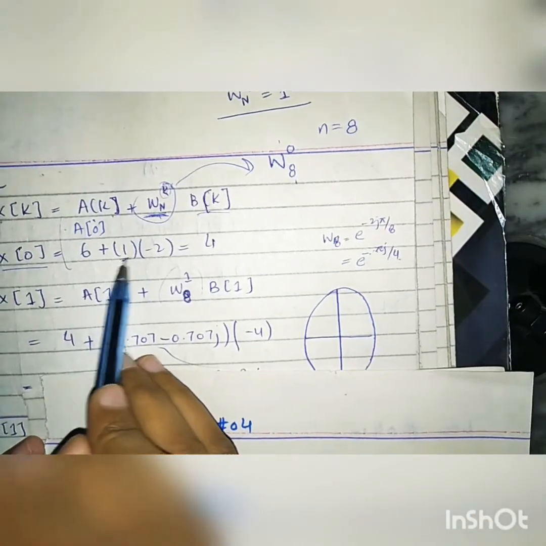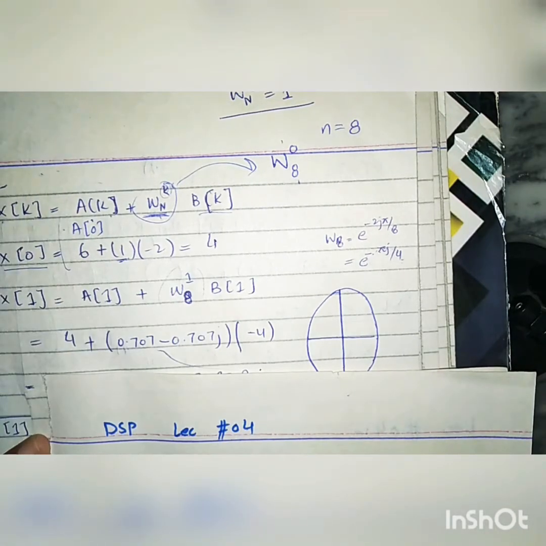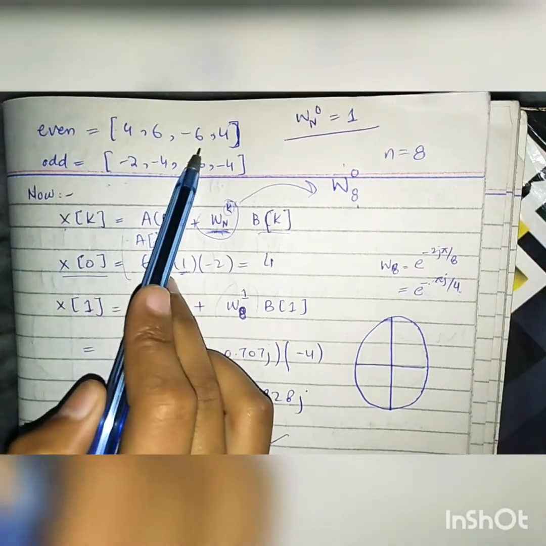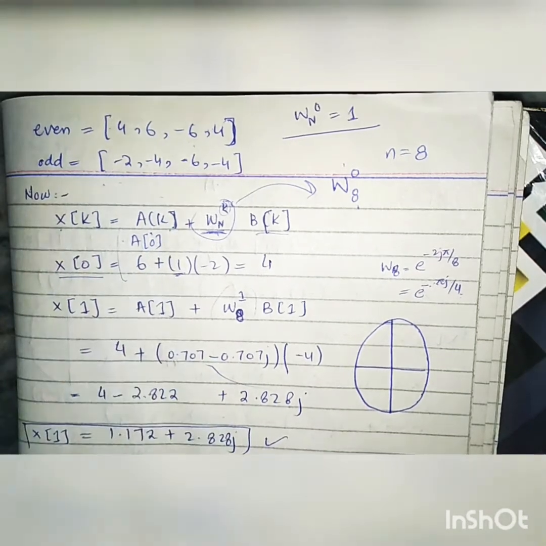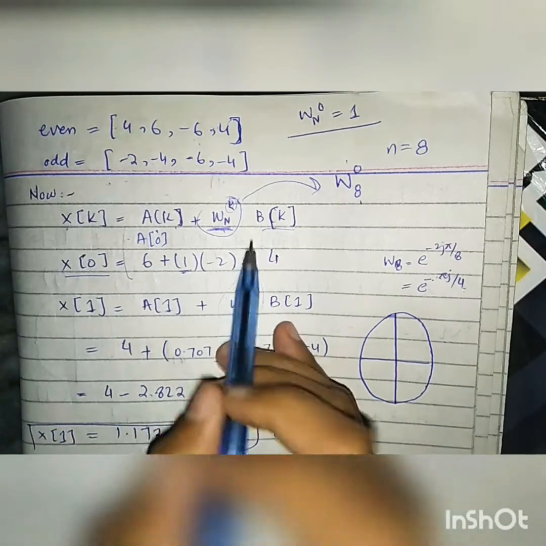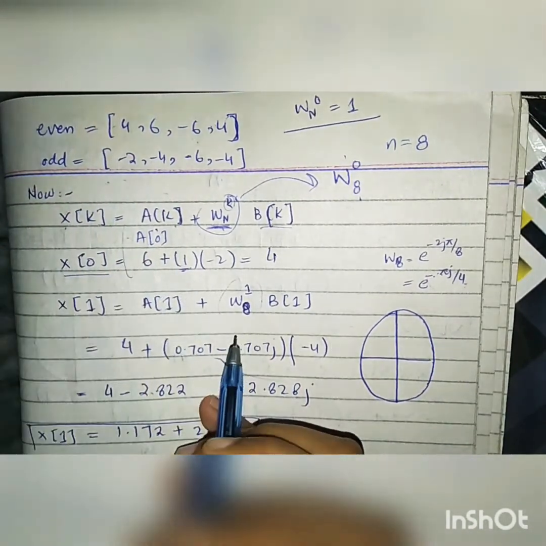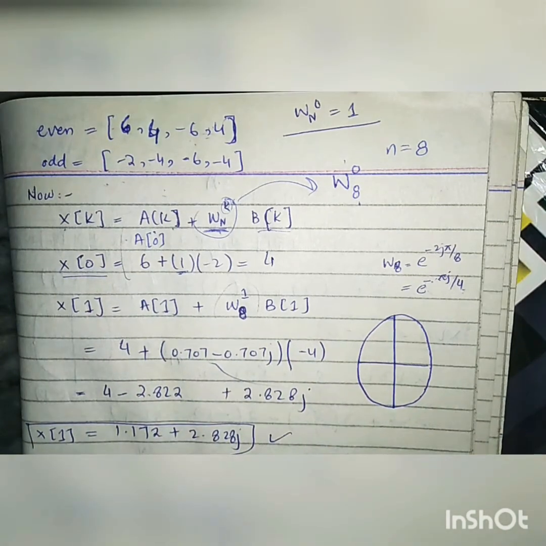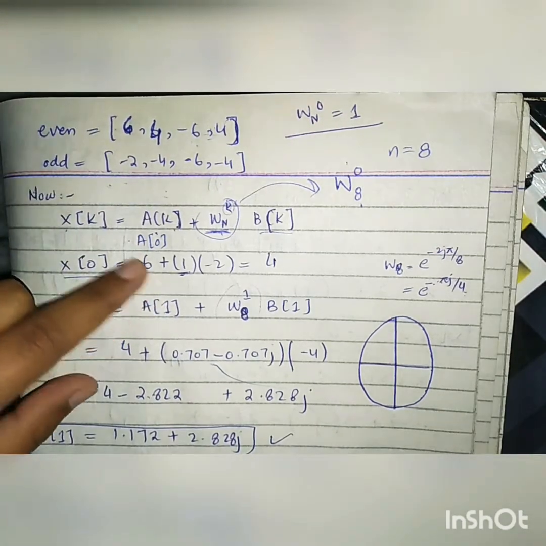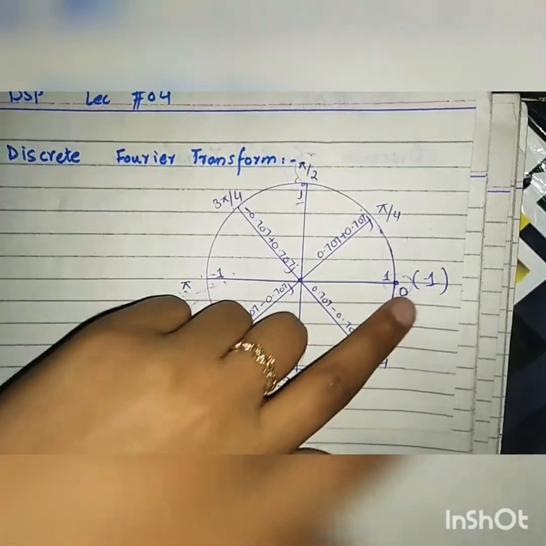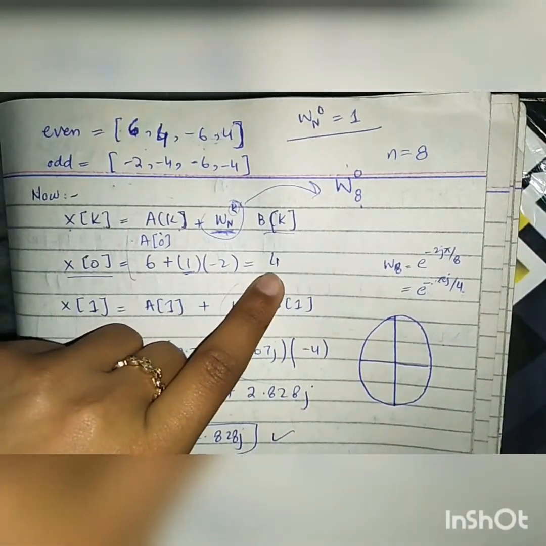So here I have put a 1, and I should write those terms in here for even and odd. So the even values that we have found are 4, 6, minus 6 and 4, and odd values are minus 4, minus 2, minus 4, minus 6 and minus 4. Okay, so now we are going to use these values here. So a of 0 is, sorry, I wrote the wrong values. So now I have a0 is 6 plus 1 from the position, and then b0 is minus 2, so when we add it we get a 4.